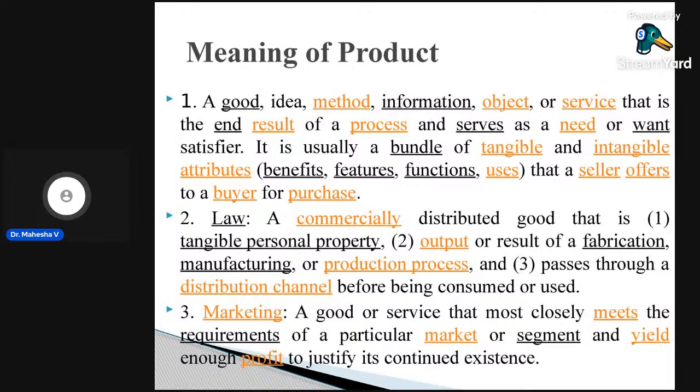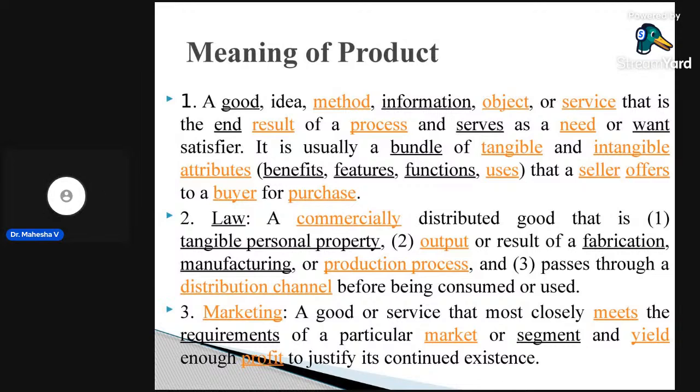As per the law, a commercially distributed good that is tangible personal property, the output or result of a fabrication, manufacturing, or production process, and passes through a distribution channel before being consumed or used. If these three conditions are followed legally, then it will be called a product.